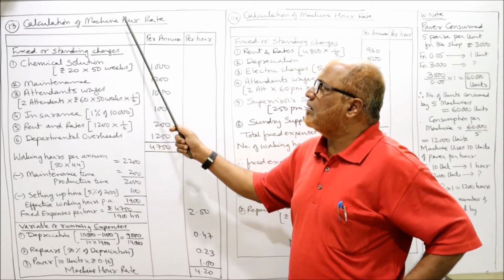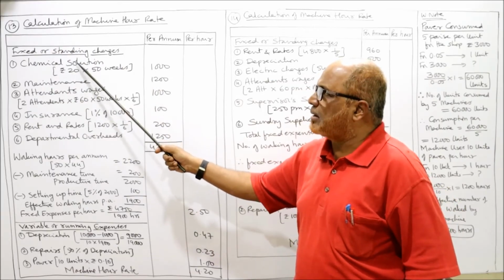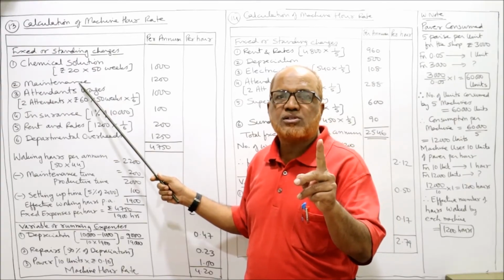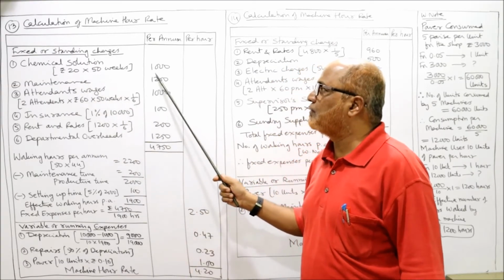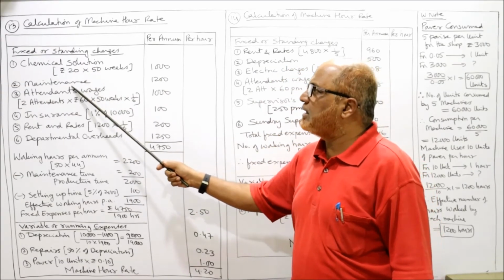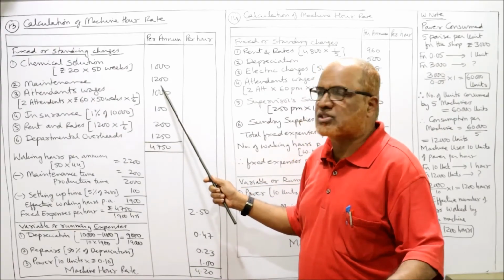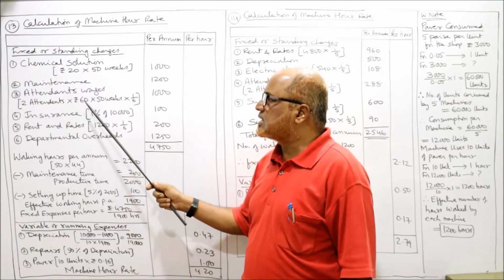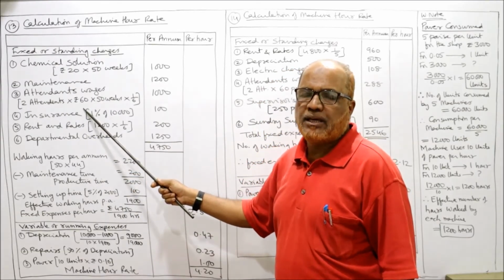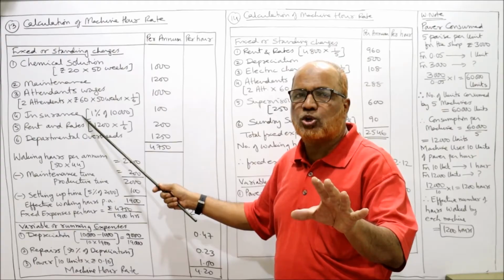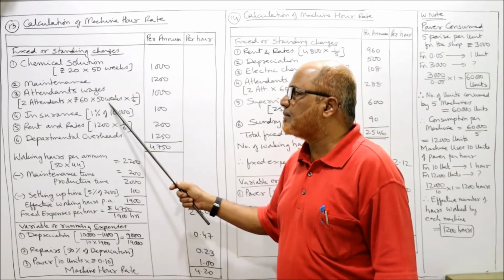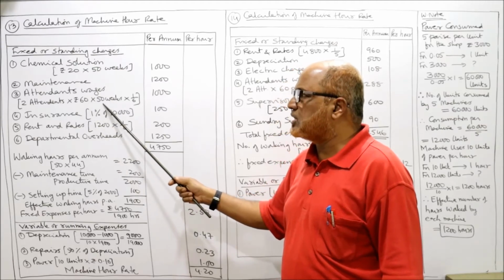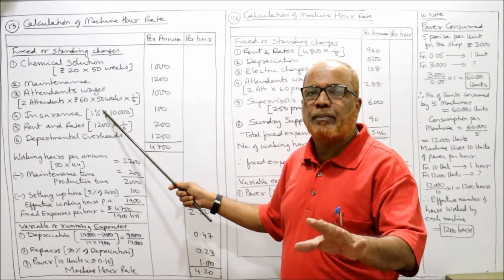Now, calculation of machine hour rate, fixed or standing charges. Chemical solution is used, 20 rupees per week. For how many weeks? 50 weeks. So 20 into 50, 1000 rupees per annum. Maintenance 1200 rupees per annum, fixed. Then attendance wages. 2 attendants are working, each attendant is getting 60 rupees per week. For how many weeks? 50 weeks. So if you multiply 2 attendants into 60 rupees into 50, we'll get the total payment to attendants.